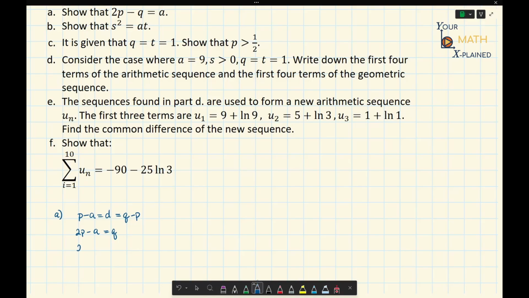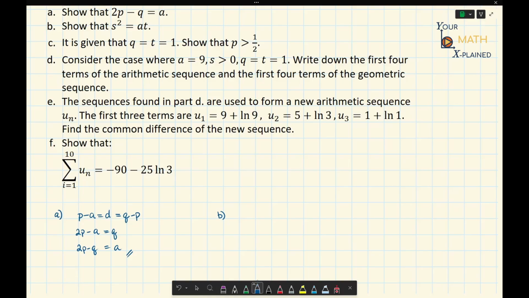So we end up with 2p minus q is equal to a, and thus we have shown this to be true. Now part B is similar, but this time we're working with the geometric sequence, and we're going to do it the same way. The difference is that a geometric sequence shares a common ratio and not a common difference.